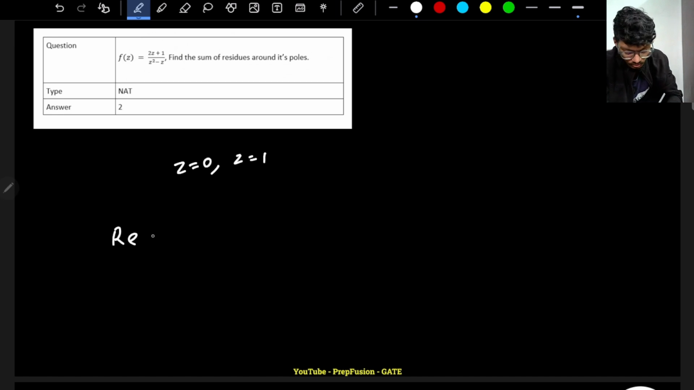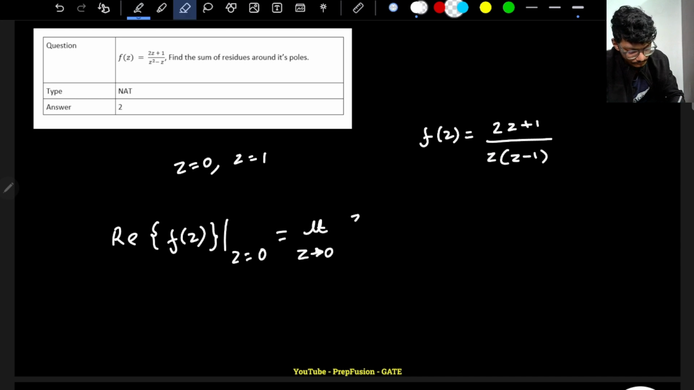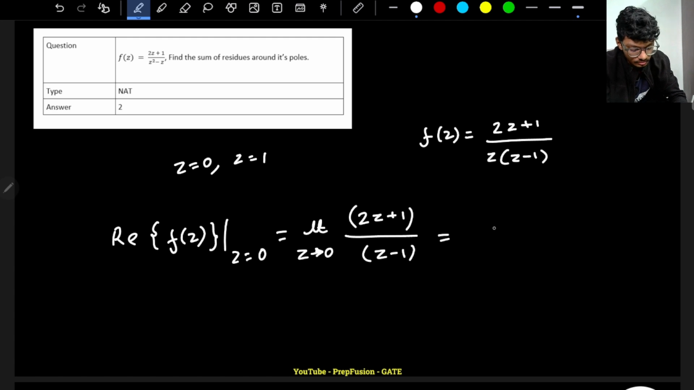So residue of F(z), first of all I'll find for z equal to 0. So I can write my F(z) like this. F(z) will be equal to (2z plus 1) divided by z into (z minus 1). So this will be the limit as z tends to 0 of (2z plus 1), and z obviously will get cancelled, so it will be z minus 1 only. If I put here z equal to 0, this will be 1 divided by minus 1, this will be minus 1.